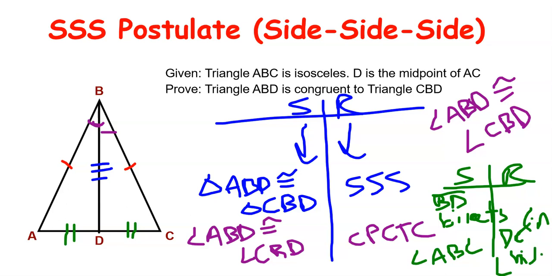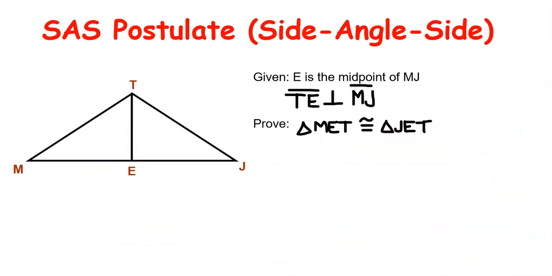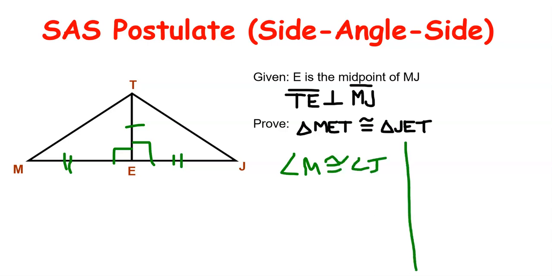So CPCTC allows us to say a whole lot more than just the fact that two triangles are congruent. If we didn't have CPCTC, we couldn't say that the angle is bisected. The same thing is true for the SAS postulate, where we wanted to say that MET was congruent to JET. We didn't know anything about it, but once we got to there, we could say that angle M is congruent to angle J, because they are the corresponding pieces of the triangles.